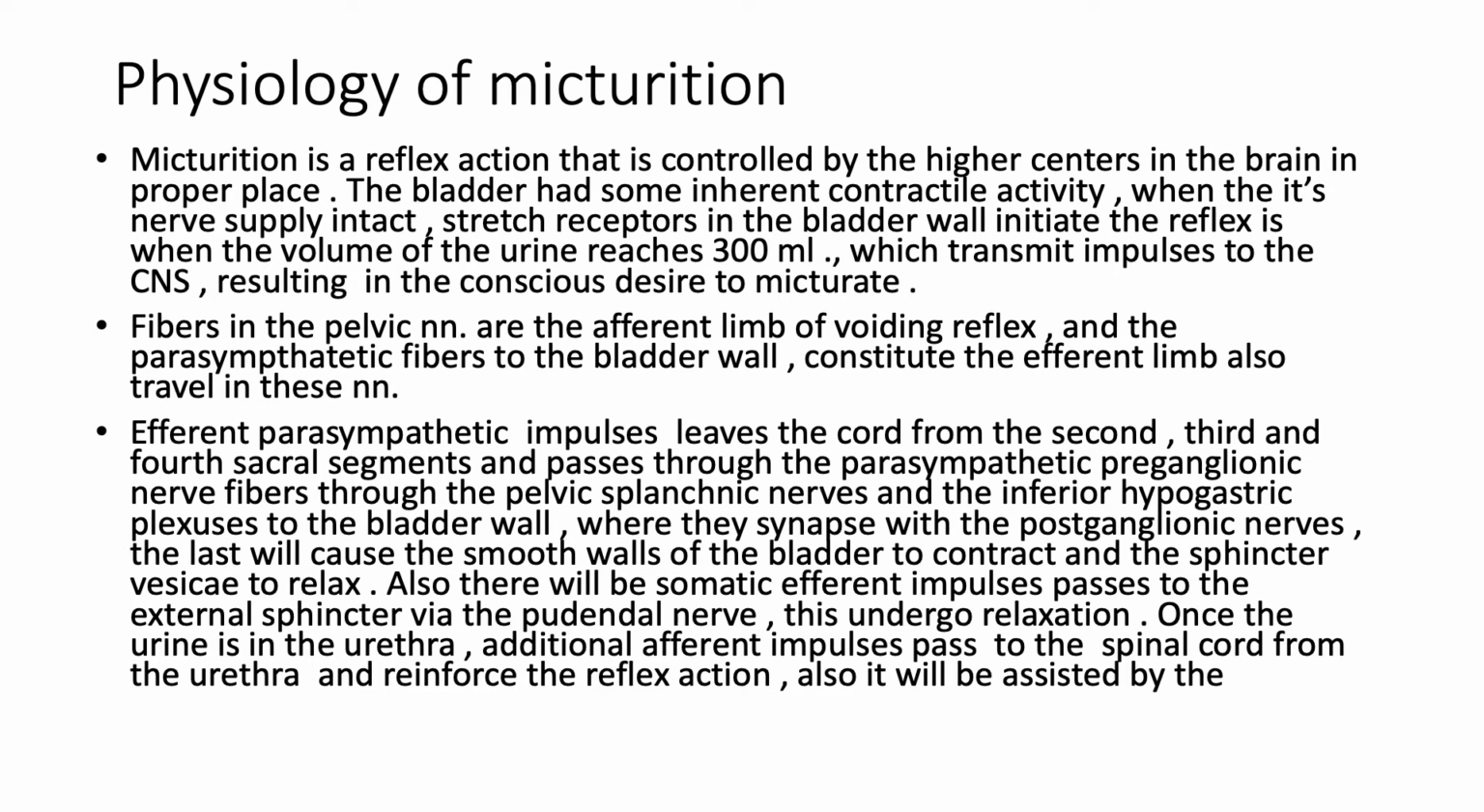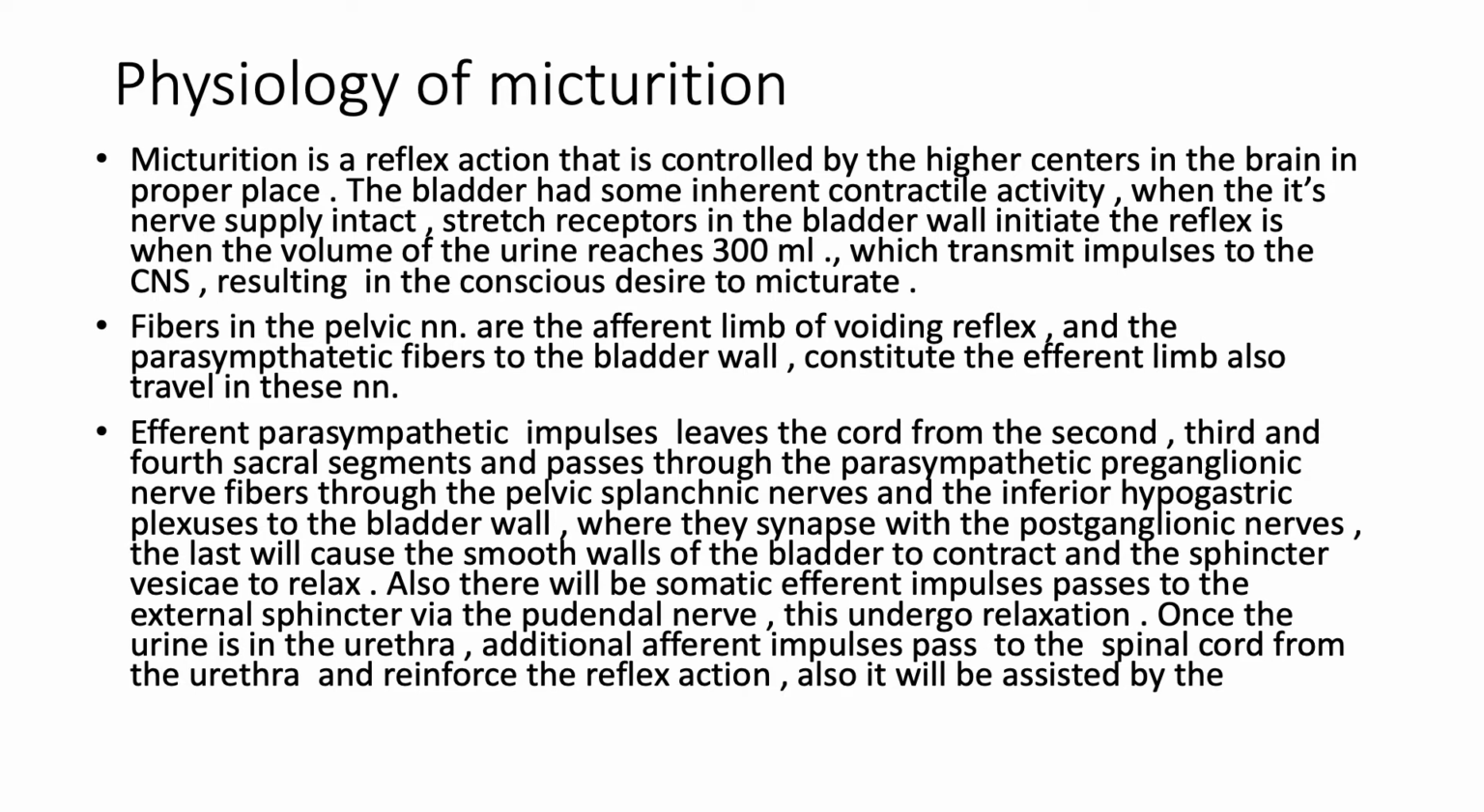Now we will talk a little about the physiology of micturition. It is a reflex action that is controlled by the higher centers in the brain. Why? Because sometimes you have an urgency to urinate, but because the place and the time are inappropriate, you can't do it. So this needs an inhibitory action and higher control from these higher centers. And as you know, the first desire will be when the bladder has 150 cc of urine, and it will be more when it reaches 300 cc.